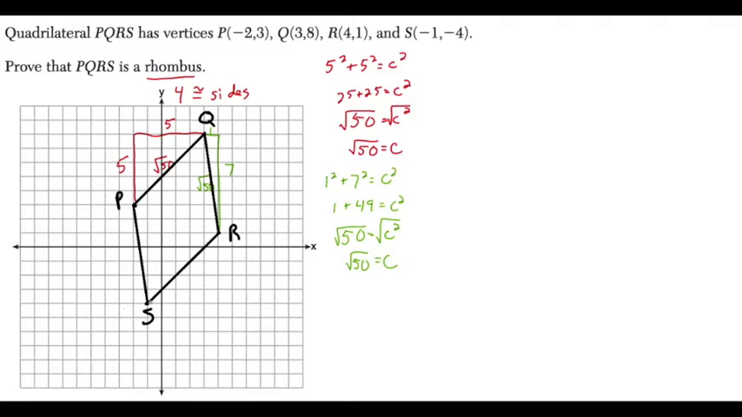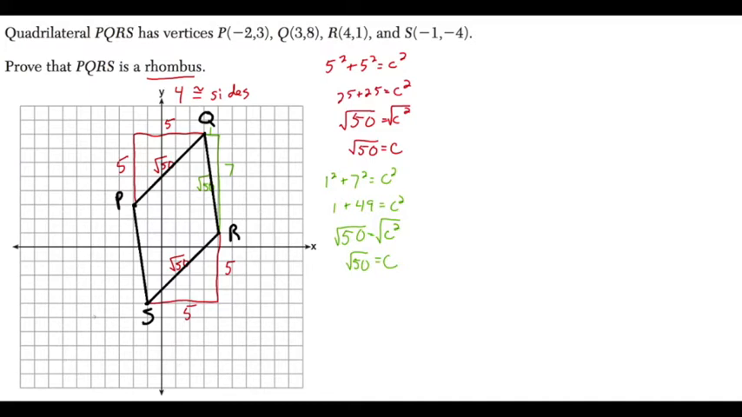Now to find the length of SR, you do the same thing. You go over and you go up. But notice, this is 5 and this is 5, just like it was for PQ. So don't do any extra work, you already did that math. This is just the square root of 50 again.